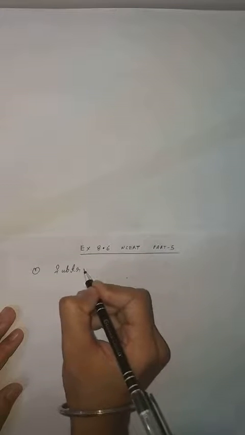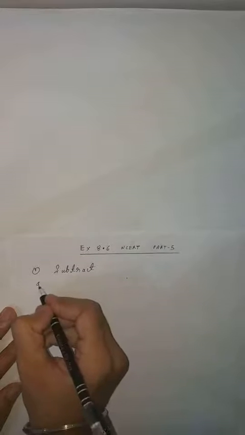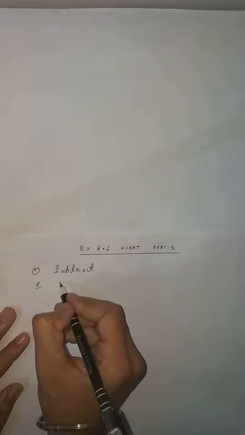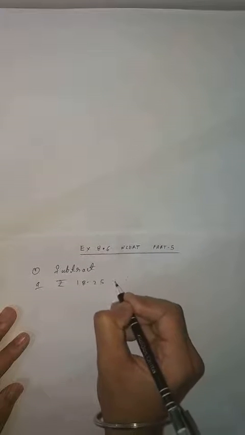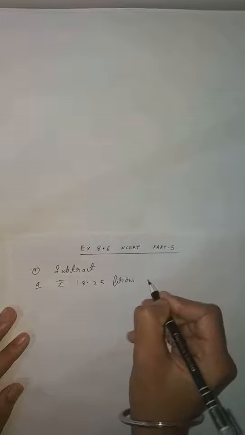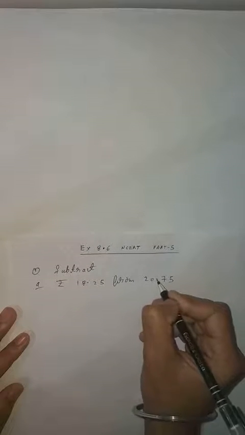In exercise 8.6, the first question is given. Question number 1 is subtract. You know that this is simply subtraction, based on the same pattern as addition, but only here you have to place the decimal. So what is given? Subtract 18.25 from 20.75. Clear, student? This is our first question.